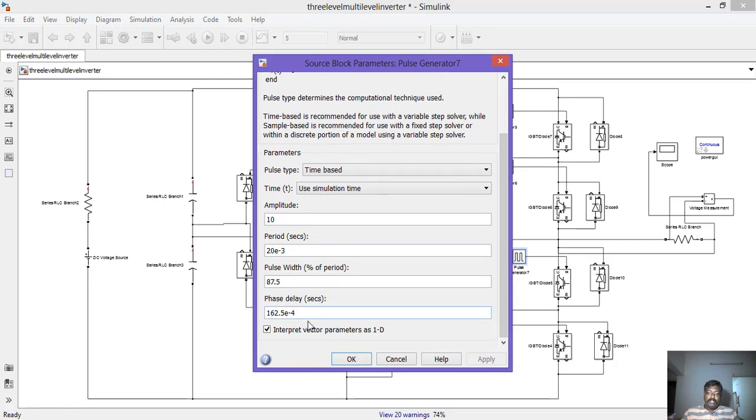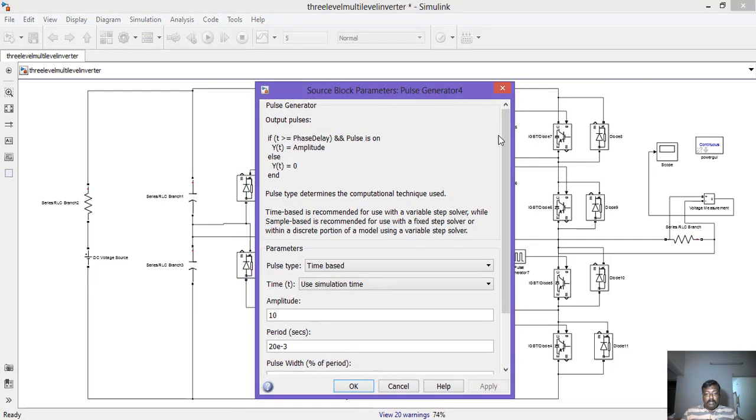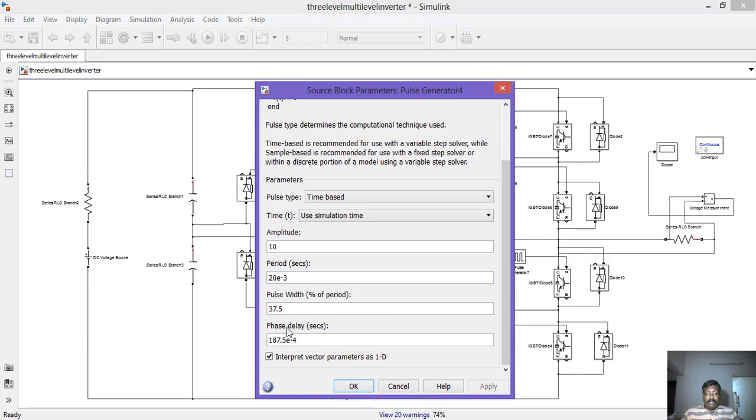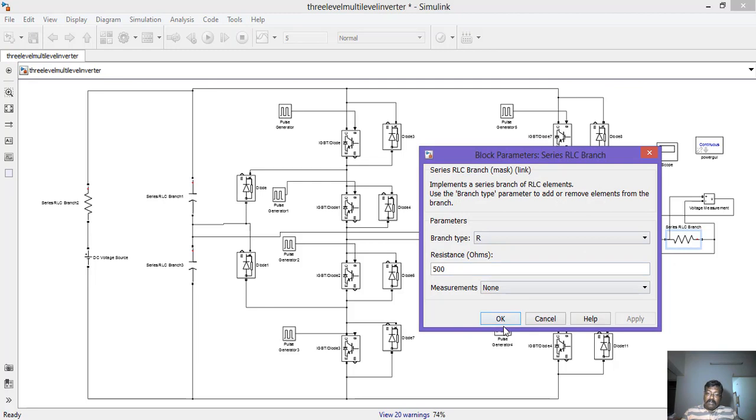10, 20e⁻³, 87.5, 162.5e⁻⁴. Next, 10, 20e⁻³, 37, 187.5e⁻⁴. Next, the R value is 500.